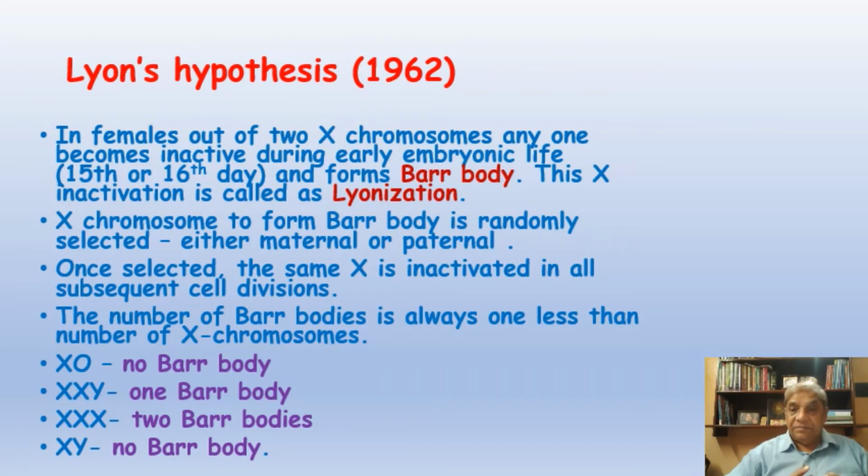Okay, any one means there are two. Out of these, any one randomly will become inactive. It is not that this particular chromosome, the one which comes from the mother, will become inactive, or the one which comes from the father will become inactive. Randomly, any one out of the two will become inactive in early embryonic life.